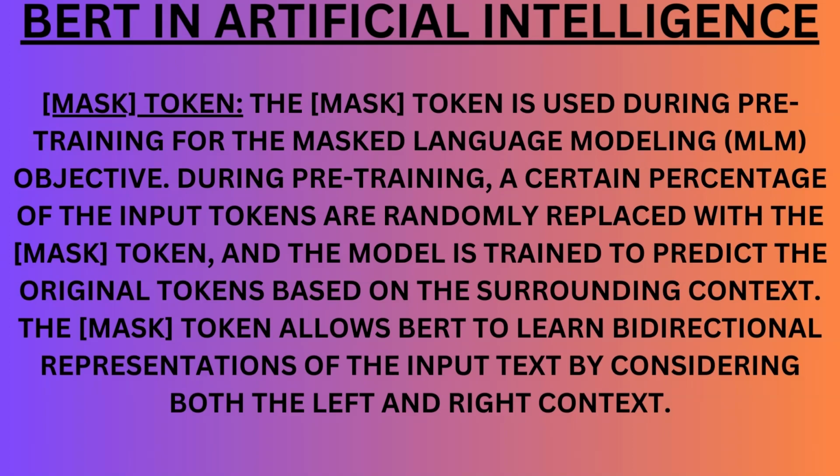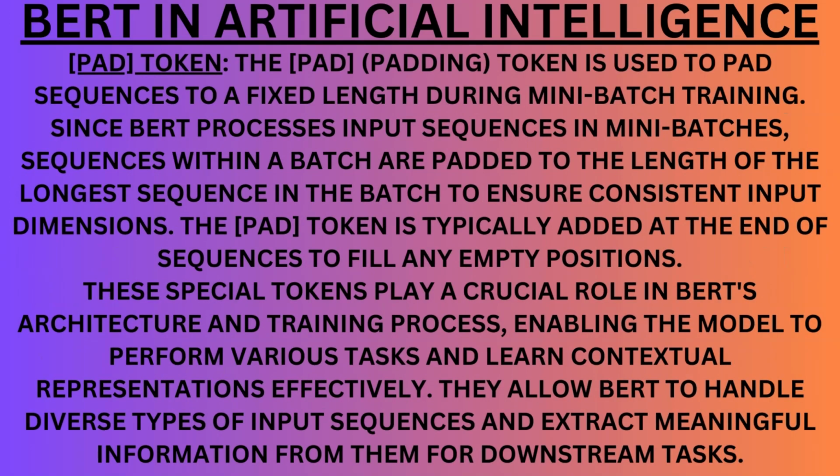The mask token is used during pre-training for the masked language modeling (MLM) objective. During pre-training, a certain percentage of the input tokens are randomly replaced with the mask token, and the model is trained to predict the original tokens based on the surrounding context. The mask token allows BERT to learn bidirectional representations of the input text by considering both the left and right context. Pad token. The padding token is used to pad sequences to a fixed length during mini batch training.